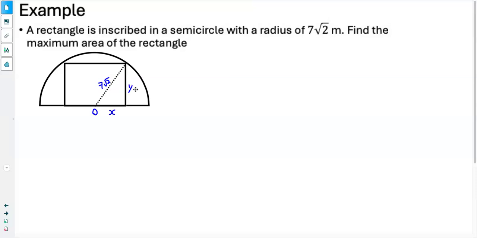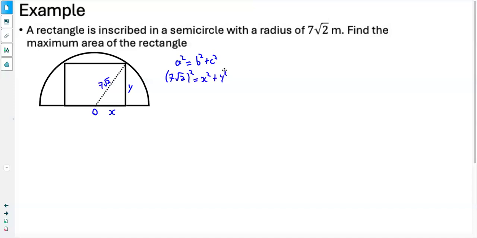Now, if we know these two, we can then calculate our area of this rectangle, because if X is from here to here, we know that from here to here, it's going to be 2X, so our area would be 2X times Y. And we can relate these two together with Pythagoras because we have a triangle. So we can say A squared equals B squared plus C squared. So we have 7 root 2 squared equals X squared plus Y squared.